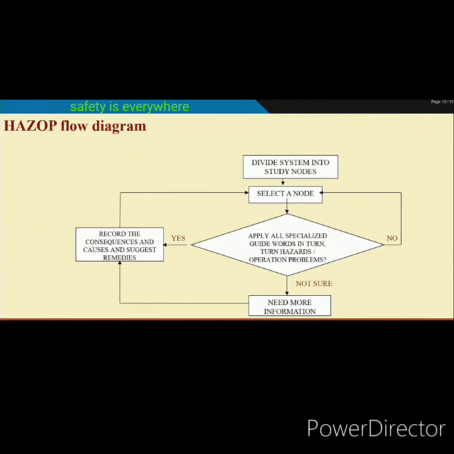What additional information are you getting here? When you select a node and apply the guide words, finding out the deviation, if you find that these deviations are not going to create any hazardous situation, then you forget about it. But if you are not sure, you collect more data. If you are sure, then you record the consequences, causes, and also mention the remedies. This way a hazard list will be prepared.